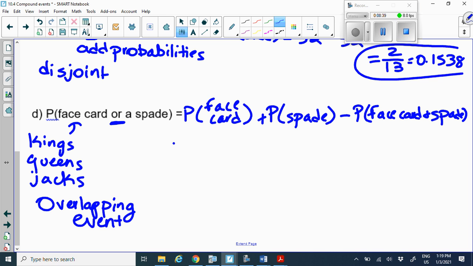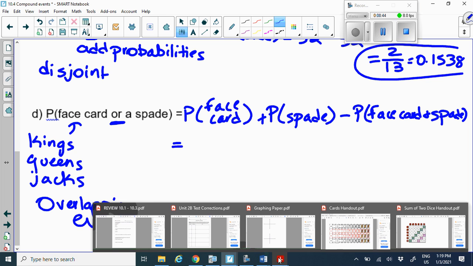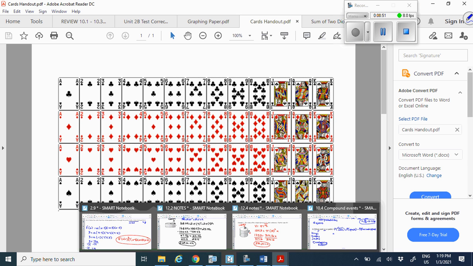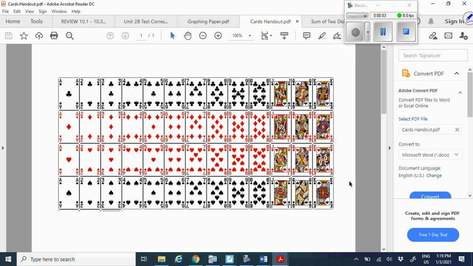Okay, so now let's count. Let's go back to our cards and figure out the face cards. So we have 1, 2, 3, 4, 5, 6, 7, 8, 9, 10, 11, 12. So we have 12 out of 52. And then probability of spades. So if you don't know this, because there's 4 suits, that means there's 13 cards in each suit. So that's going to be 13 over 52. Now we need to count where they are face cards and spades. So that's going to be 3 of those.